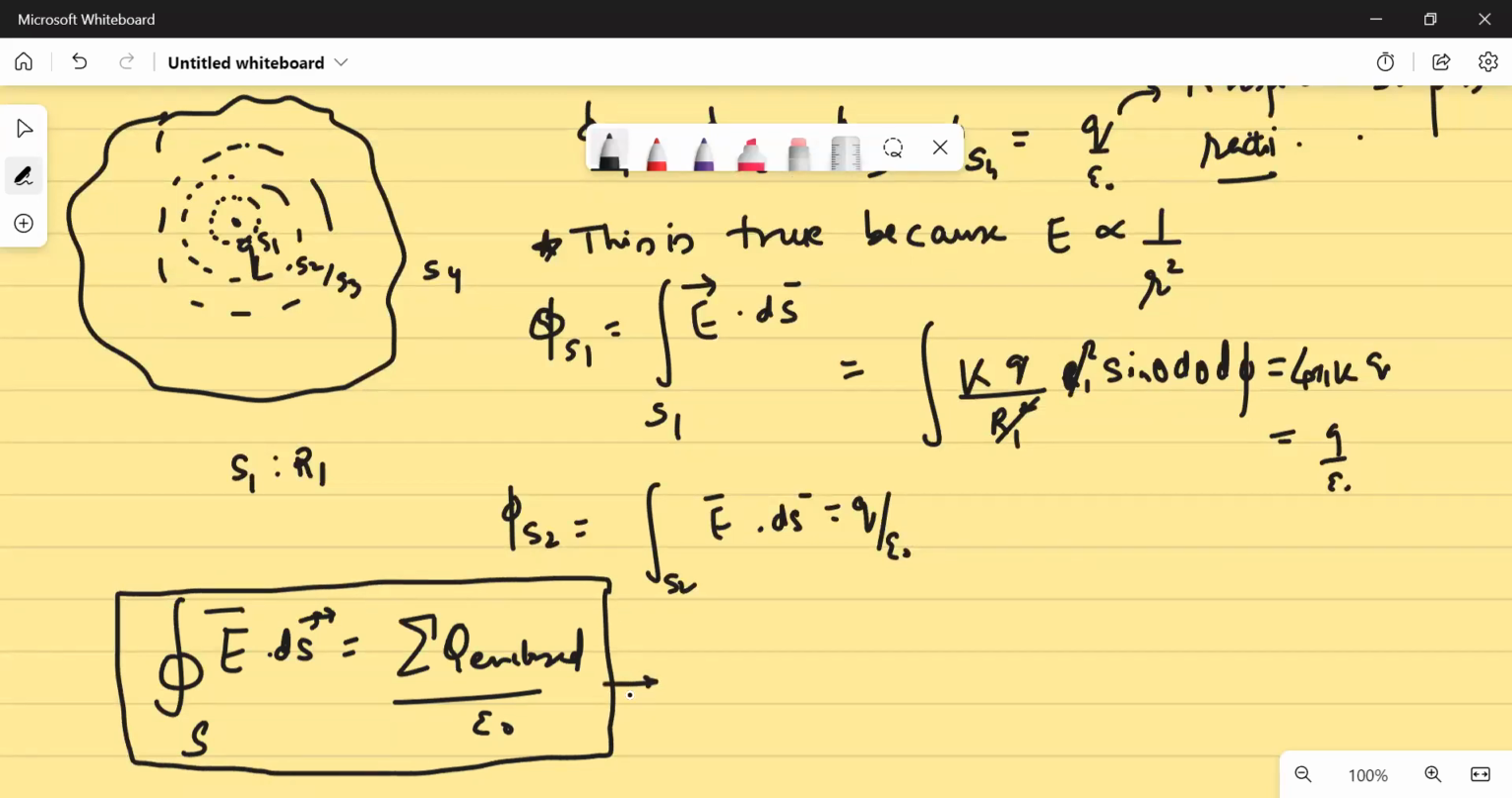So this is the present form of your Gauss law, the Gauss law that you know. Okay, and similar such constructions can be done for gravitational forces also.